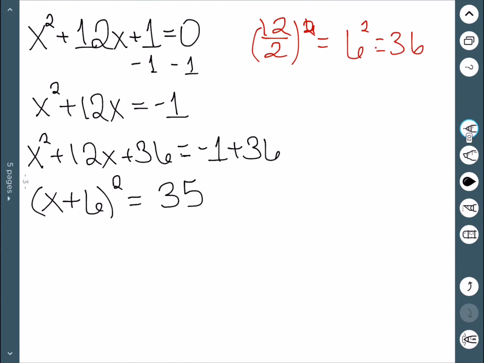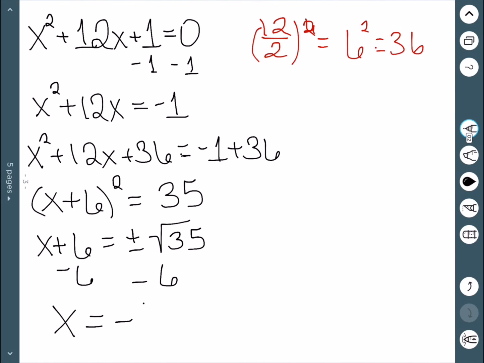And now we can use our square root property. Taking the square root of both sides gives me that x plus 6 is equal to plus or minus the square root of 35. We can then subtract 6 from both sides to get that x is equal to -6 plus or minus the square root of 35.